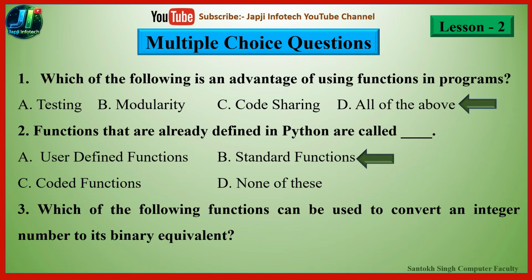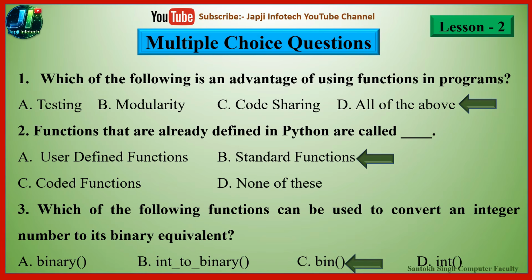And third one is, which of the following functions can we use to convert an integer number to its binary equivalent? And the options are binary function, int to binary function, bin function, and the last one is int function. And the right answer is bin function can be used to convert an integer number to its binary equivalent.